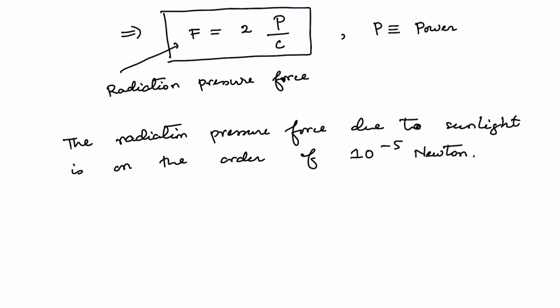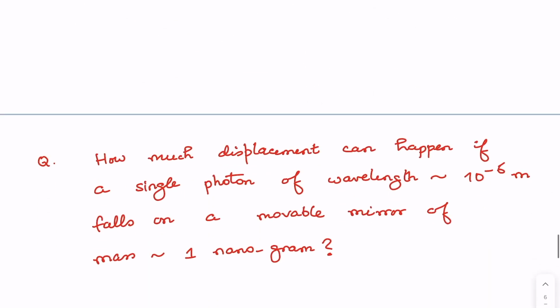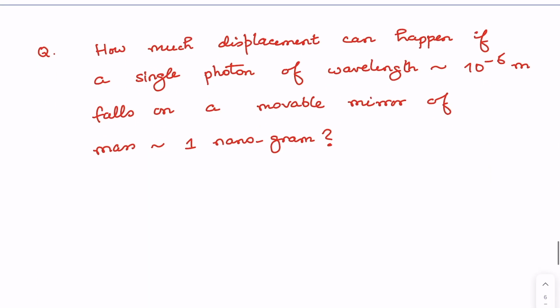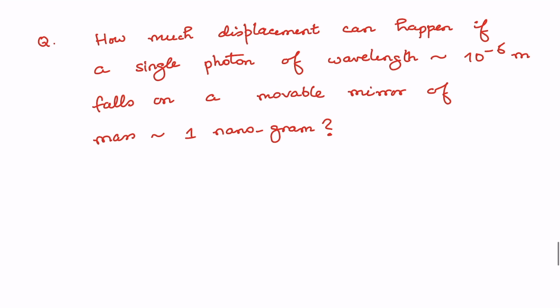Now let me take the analysis a bit further. First, let me ask this question: how much displacement can happen if a single photon of wavelength say 10 to the power minus 6 meter, that means 1 micrometer, falls on a movable mirror of mass 1 nanogram, that means 10 to the power minus 9 kilogram? So let's see if we can answer this question.